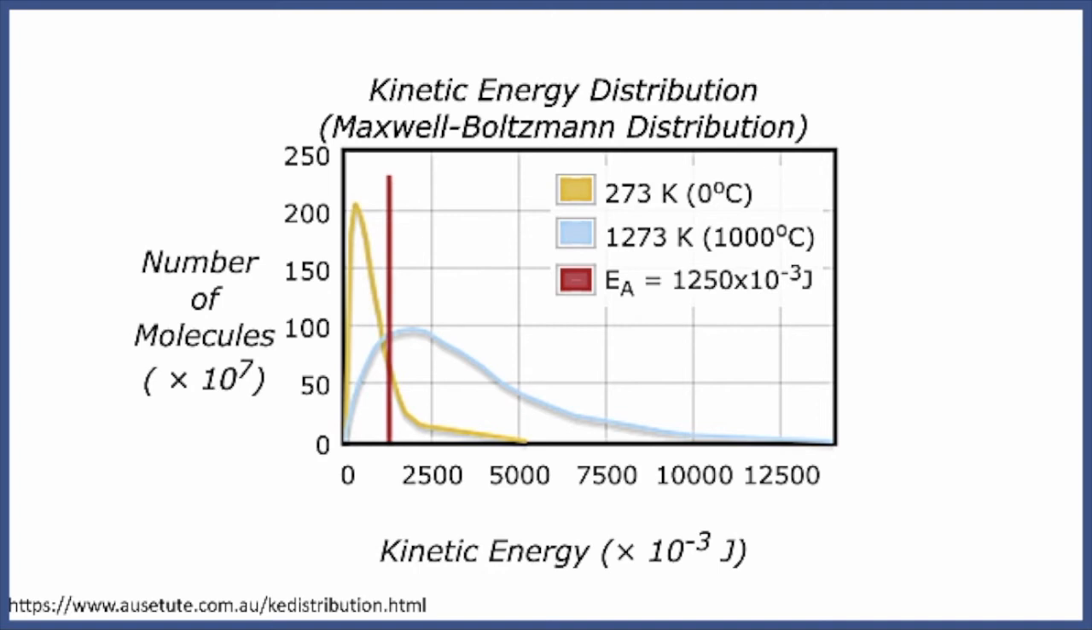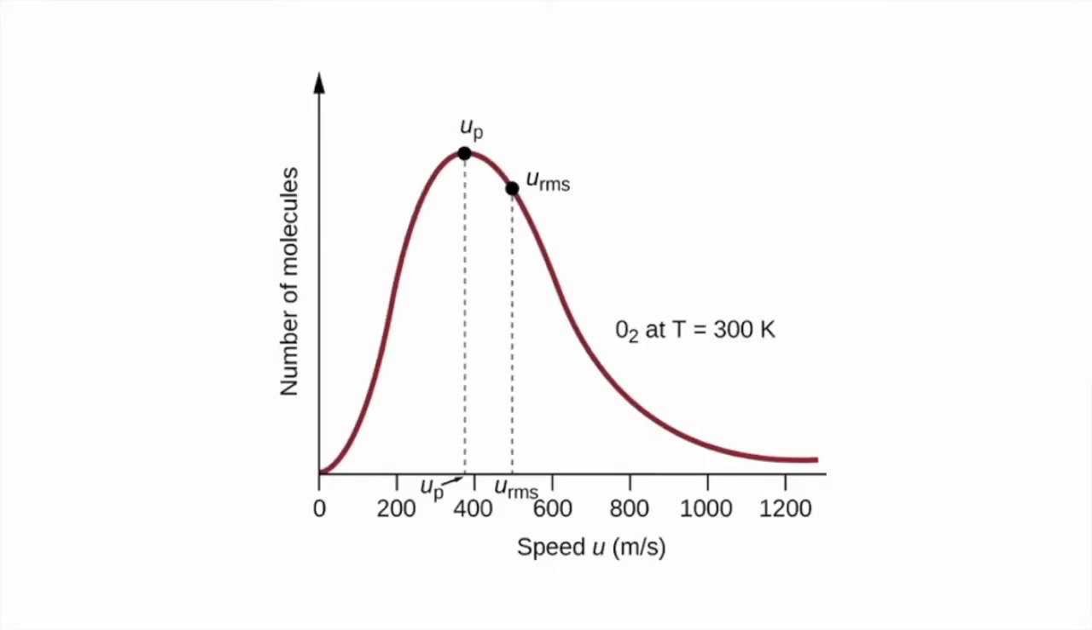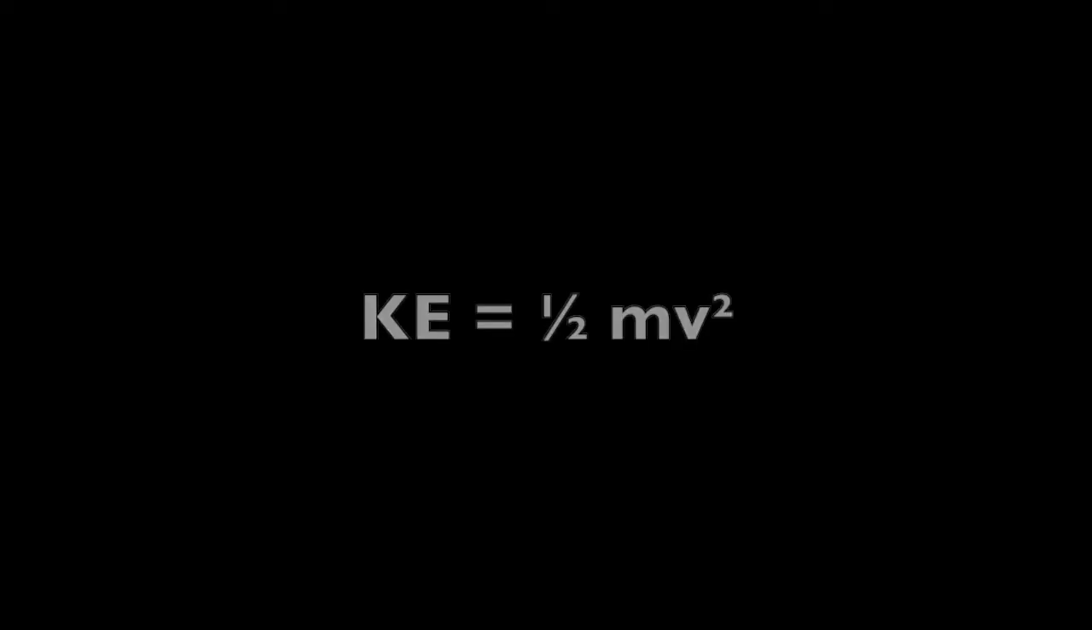We can use this curve to get a qualitative estimate of the fraction of collisions that have sufficient energy to lead to a reaction. In a previous lesson, the x-axis was labeled speed, but the axis in this particular diagram is labeled kinetic energy. And remember, energy is closely related to speed or velocity because kinetic energy equals 1/2 the mass times the square of the velocity.